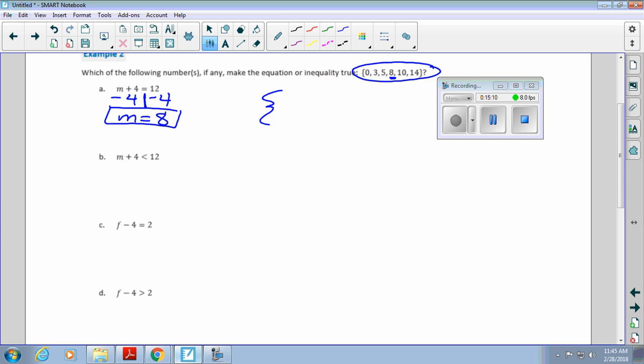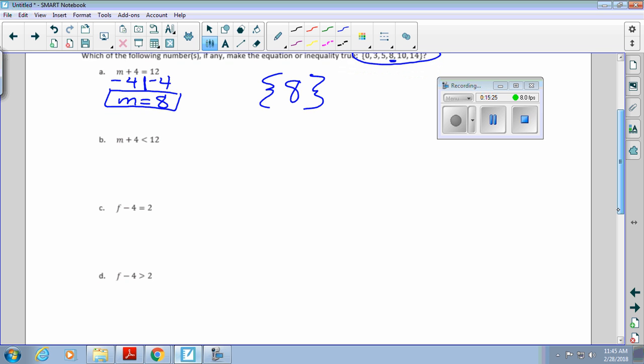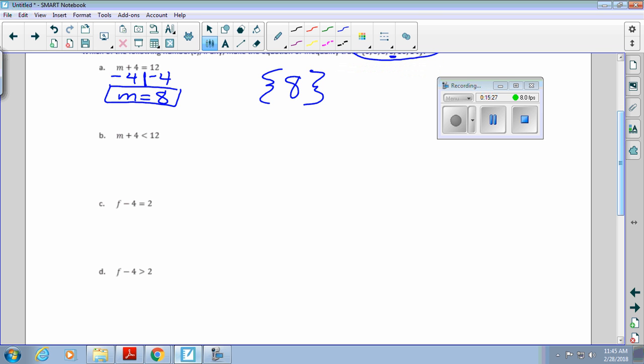Yes, it's right here. So we can put 8. Are there any other numbers that are going to make that equation true? No. When you have an equation, only one number is going to work. So there you go. 8 is our only option. All right, let's look at B.